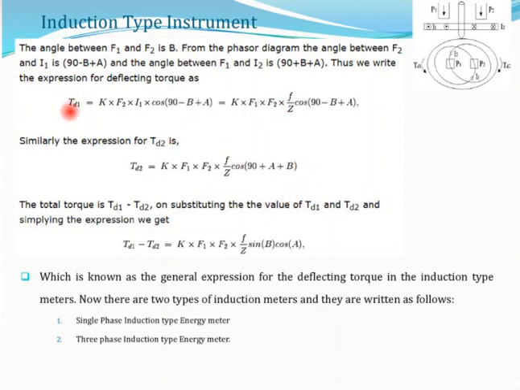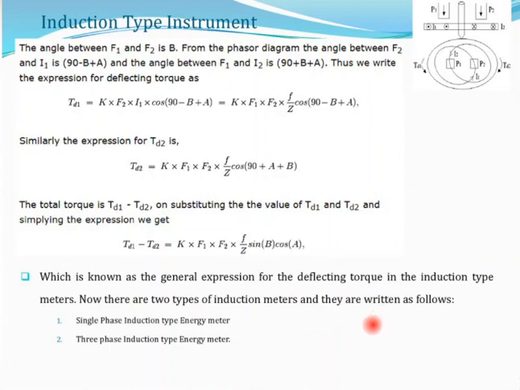See here, for TD1 this is 90 minus B plus A, and for TD2 this is 90 plus A plus B. The total torque is TD1 minus TD2. On substituting the values of TD1 and TD2 and simplifying the expression, we get TD1 minus TD2 equals K into F1 into F2 into f divided by Z, times sin B cos A, which is known as the general expression for the deflecting torque in induction type meters.